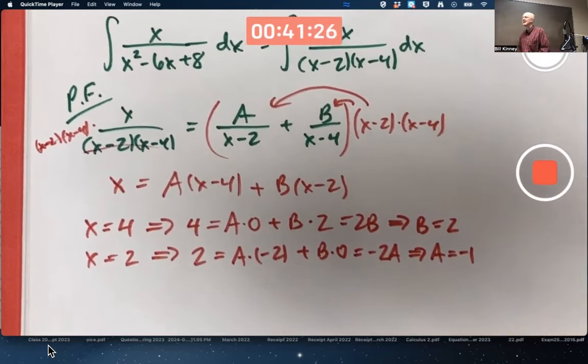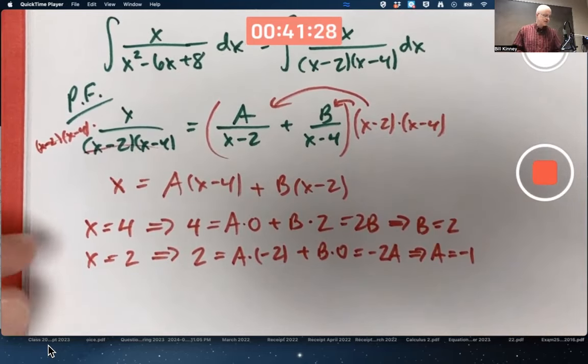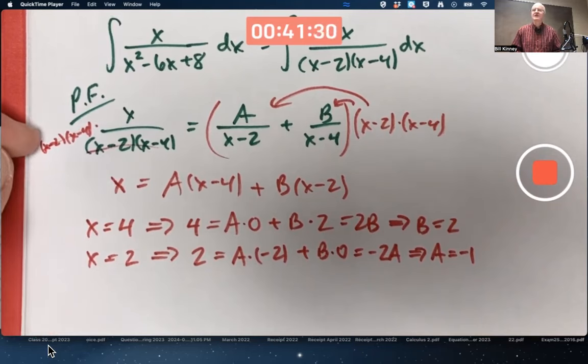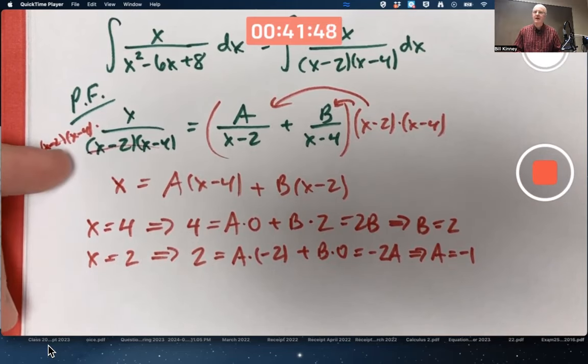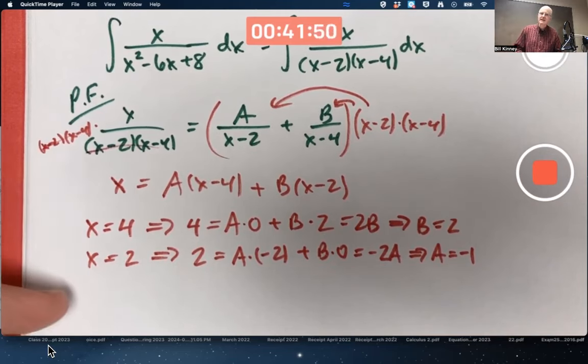But wait a minute. x equals 4 and x equals 2 make the original equation undefined. You can't divide by 0. So is this valid? The ends justify the means. You get the right answer. I mean, you can justify this algebraically in a more general situation, but it really does work. This still works, even though these are undefined when x is 4 or 2. By plugging them in here and solving for a and b, it works.